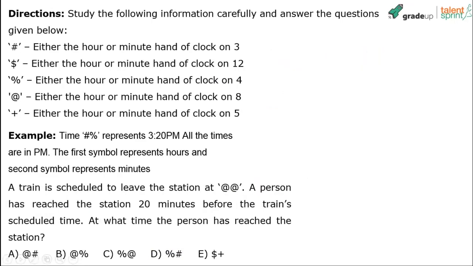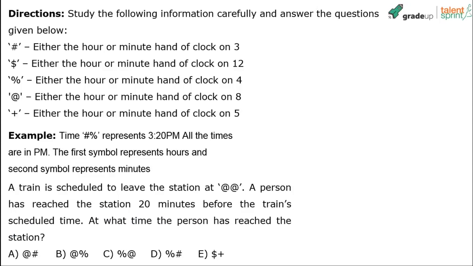Here's the last one. Try this now. So here he says a train is scheduled to leave the station at the rate. A person has reached the station 20 minutes before the train's scheduled time. At what time the person has reached the station? Simple. Got it?